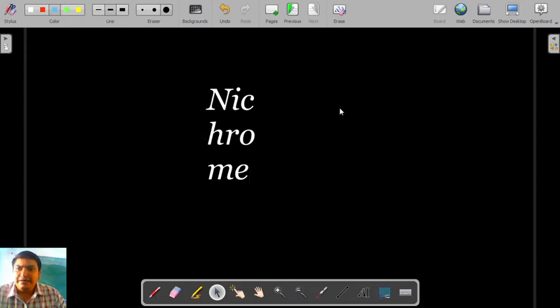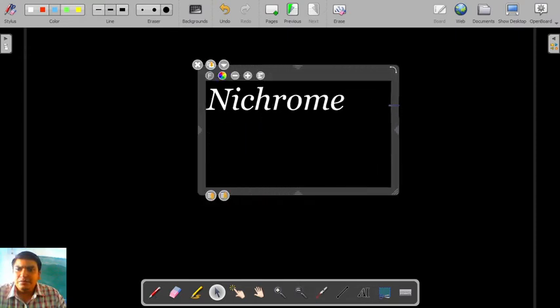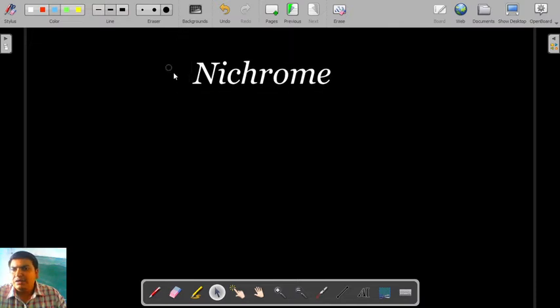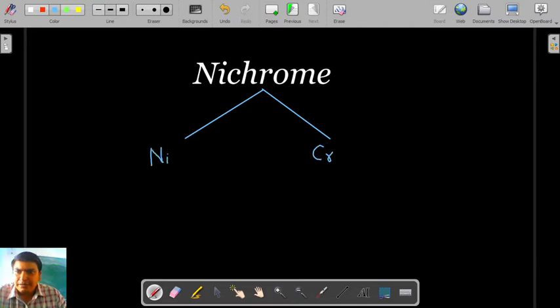Nichrome is the wire which has more resistance than any other wire. Nichrome is a highly resistive wire, and basically it is an alloy. It is the combination of nickel and chromium. There is 80% nickel present in the nichrome and 20% chromium.